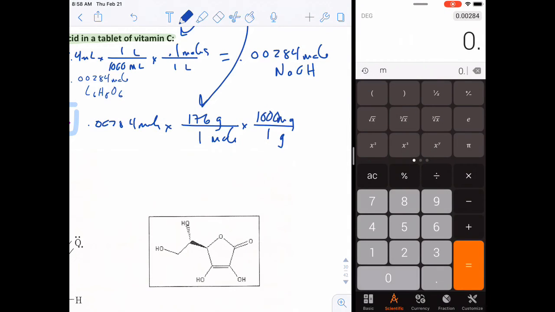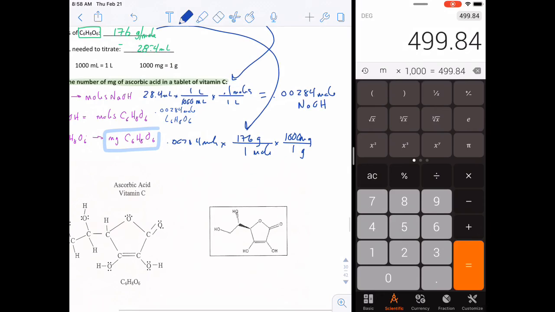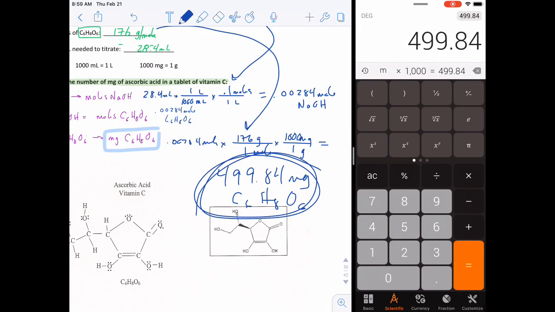Do that conversion. Rip it through here real quick, and I come up with 499.84. So since the pills were 500 milligrams, this sounds about right. We're happy with that calculation. And again, just another way to look at the problem. I'm going from milliliters to milligrams.